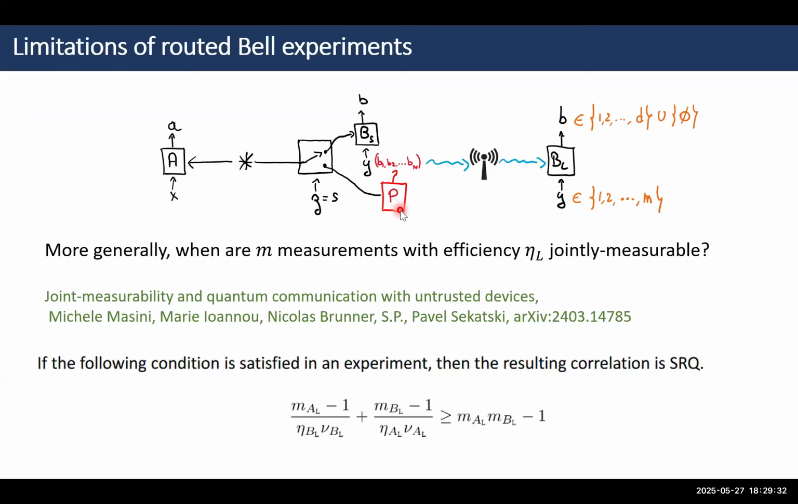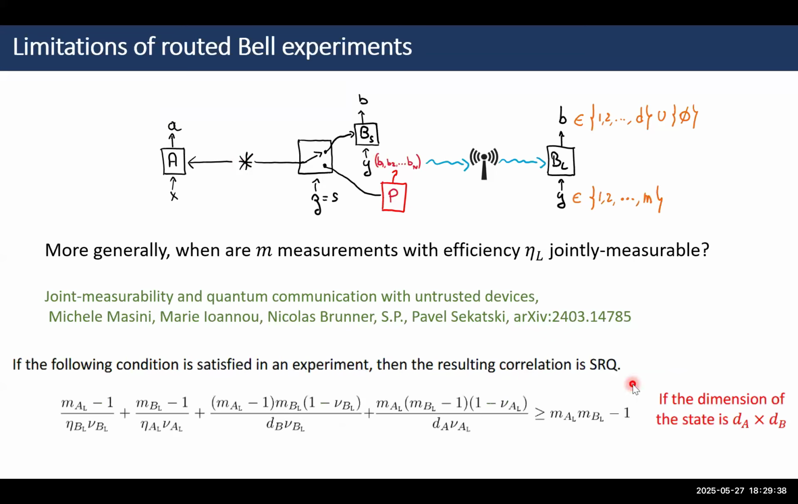If you furthermore assume that the device measures a system of a given dimension, you can also improve these bounds. But okay, so this puts restrictions on what you can expect in routable experiments.